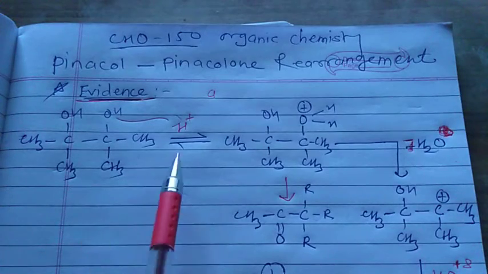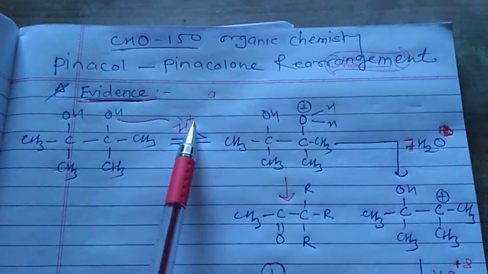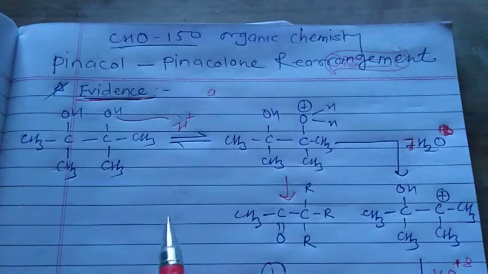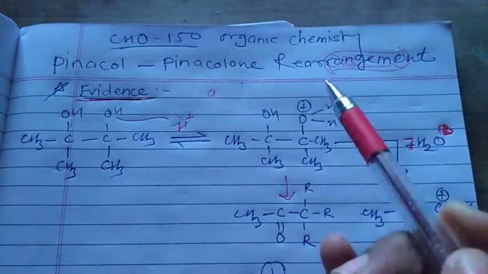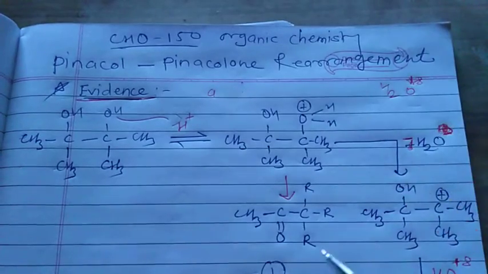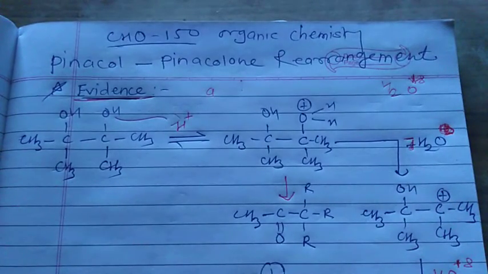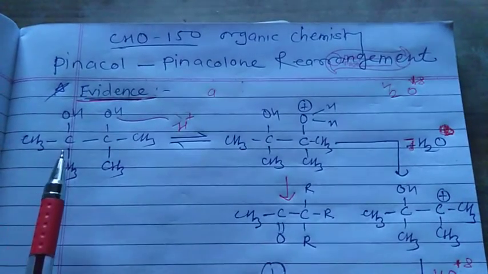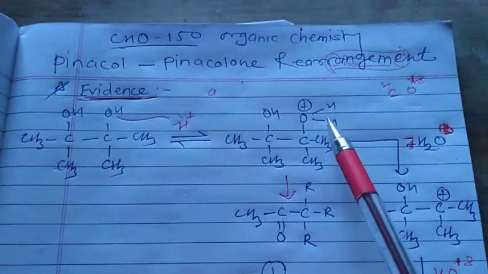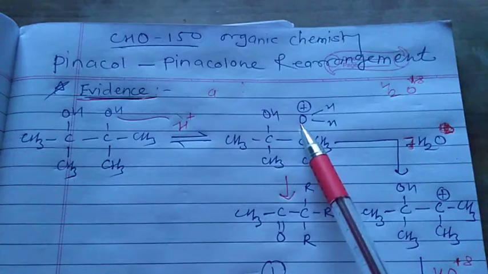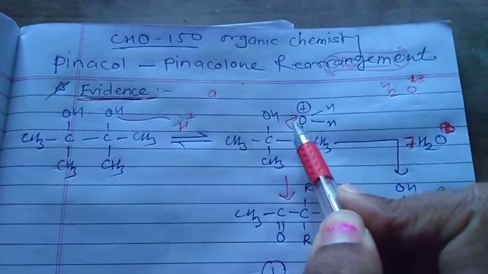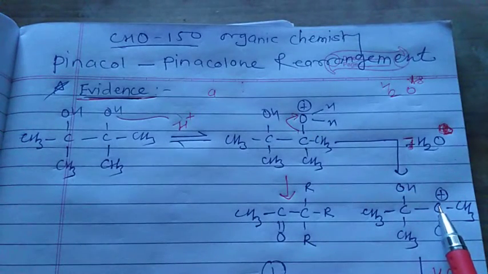In this reaction, which is carried out in acidic solution, we get the evidence by taking isotopic oxygen, that is H2O18. This is the isotopic water molecule. Then let us do the reaction. Whenever this acidic reaction takes place, a water molecule is formed, and on the removal of this water molecule there is a formation of the carbocation.